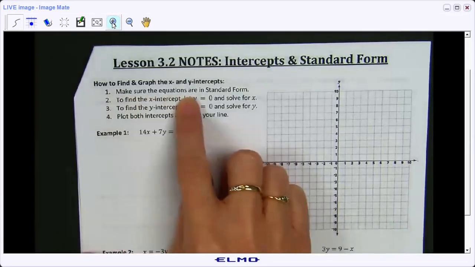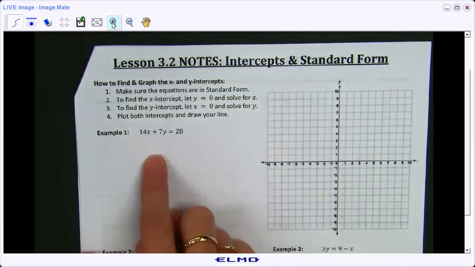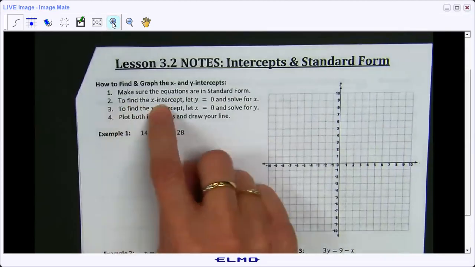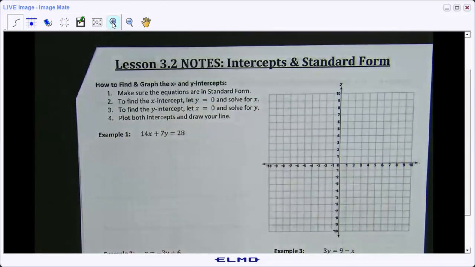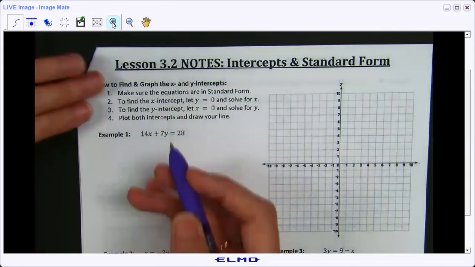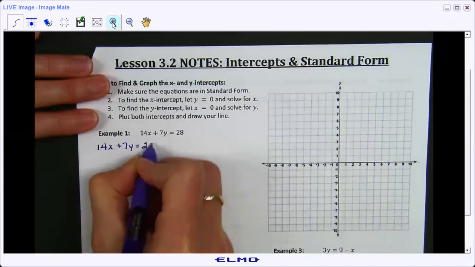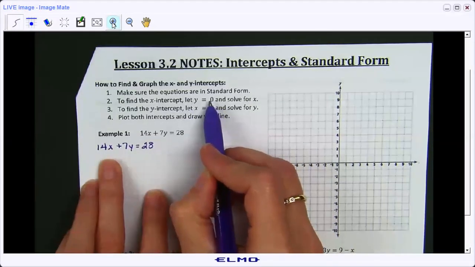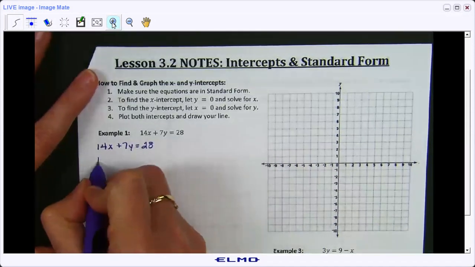It says, make sure the equations are in standard form. So example 1, is this in standard form? It's in the form ax plus by equals c, so it is in standard form. To find the x-intercept, let y equal 0 and solve for x. So I want to find my x-intercept. So what this is saying is to let y equal 0 to find your x-intercept. So I'm going to substitute 0 in for y.